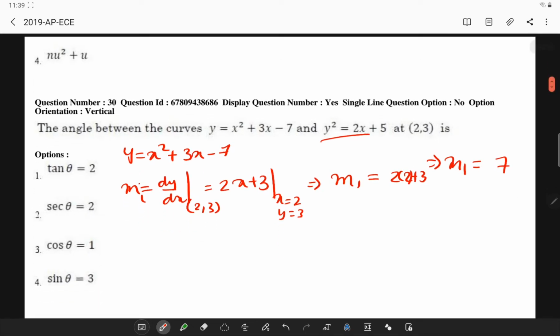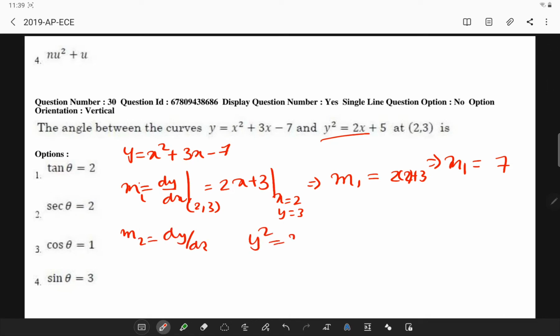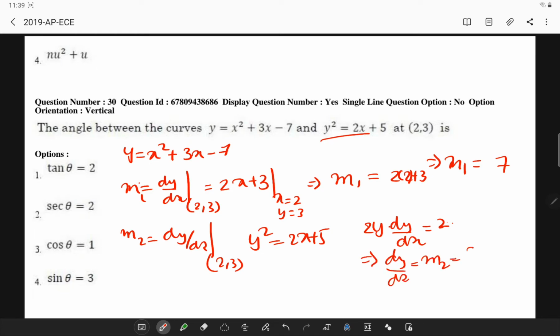Now coming back to the second one. The slope is dy by dx, so y square is equal to 2x plus 5, or 2y into dy by dx is equal to 2, at point (2, 3). So here I will have simply dy by dx, or m2, is equal to 2 by 2y, which is 1 by y. So the y value is 3, therefore m2 is equal to 1 by 3.